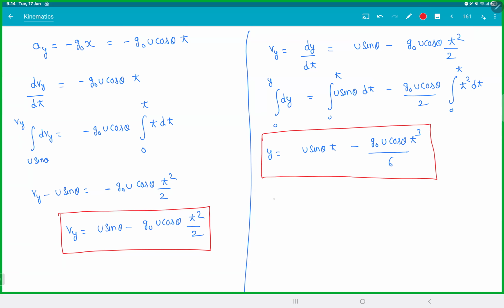I actually know everything. I know x coordinate, which is u cos theta t. I know the y coordinate. I know vy. I know vx. I got all the positions. I got all the velocities at any time. Still, the question is not over. Can you find h max, range, and time of flight? Now what to do? I'll give you a minute.